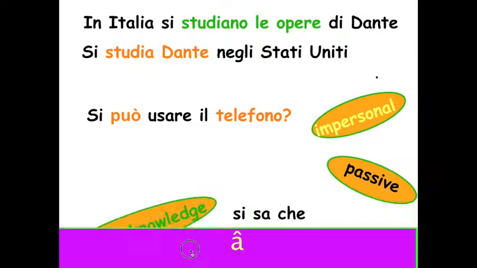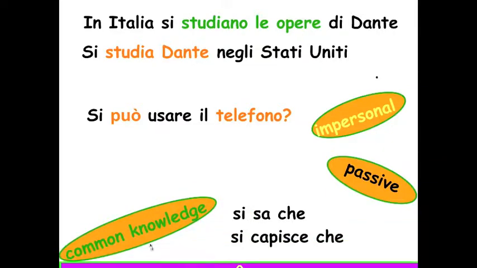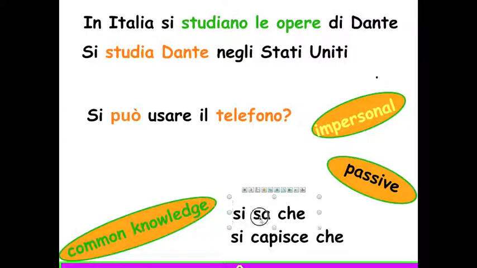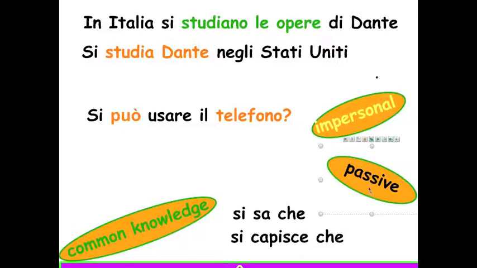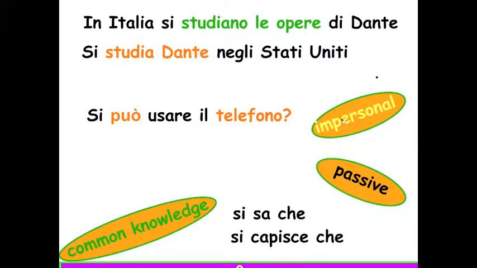So, in general, the use of the sì is for common knowledge. So, si sa che, one knows that. Si capisce che, one understands that, and then you can continue the sentence. Or it's a form of passive. In general, the main use is just impersonal, which goes very well with common knowledge.